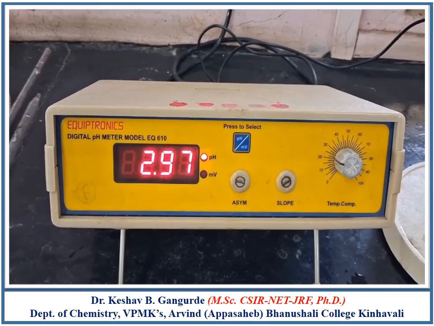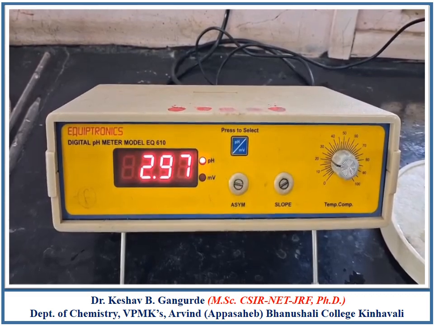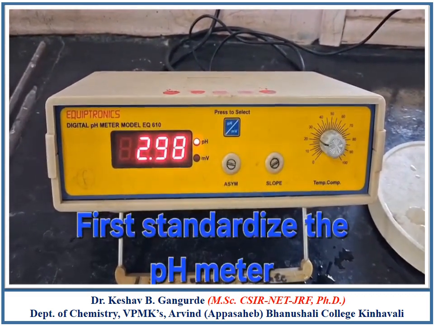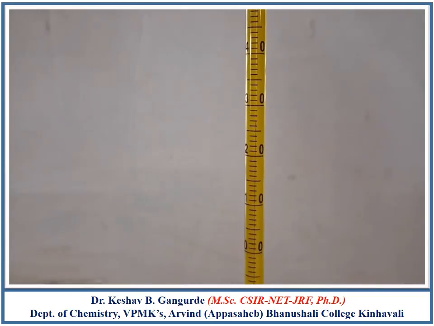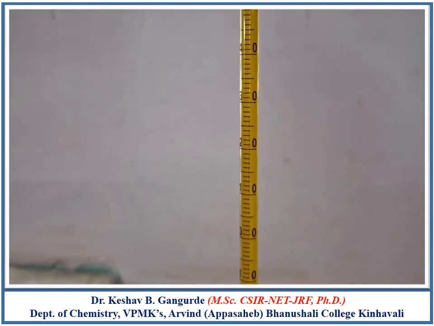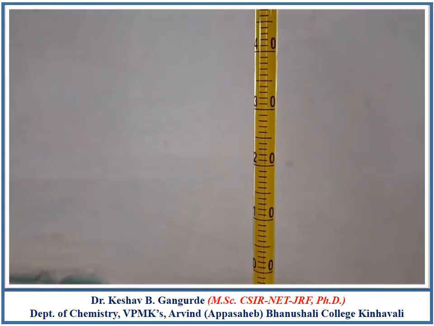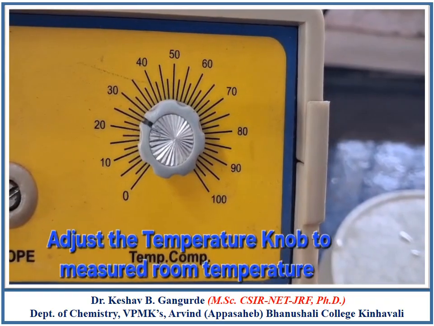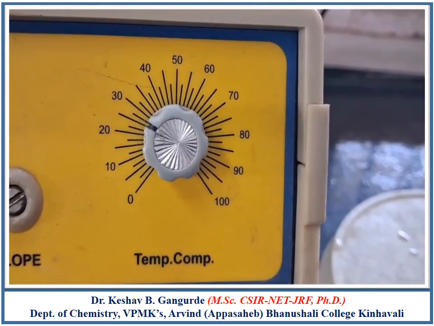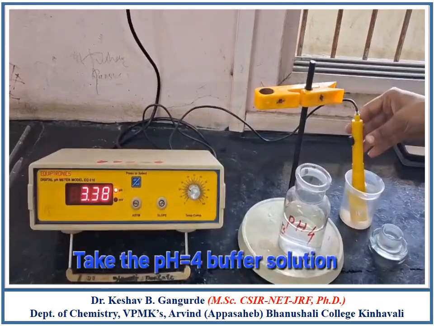Now let's do the second part, that is estimation of phosphoric acid from cola sample. For that, standardize the given pH meter. First, measure the room temperature. Today it is 27 degrees Celsius. Adjust the temperature knob at room temperature, that is 27 degrees Celsius.